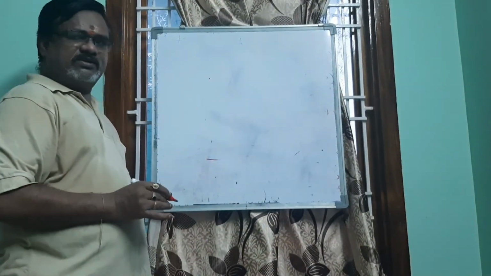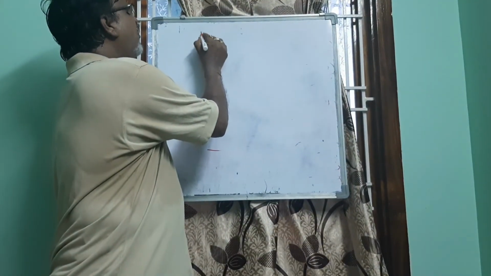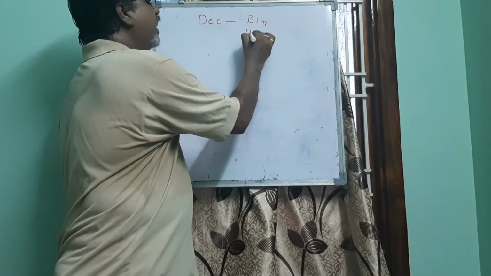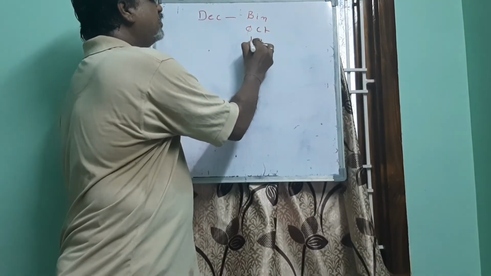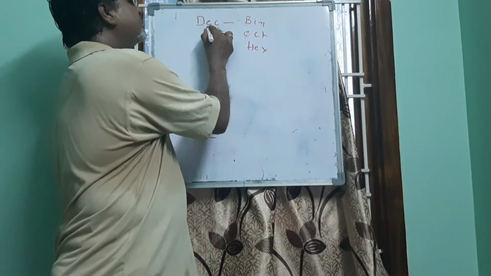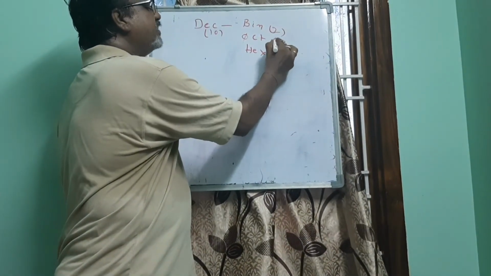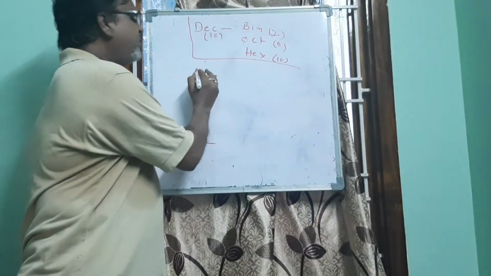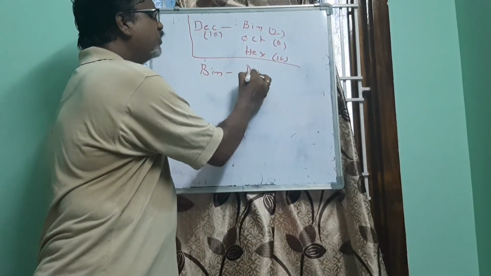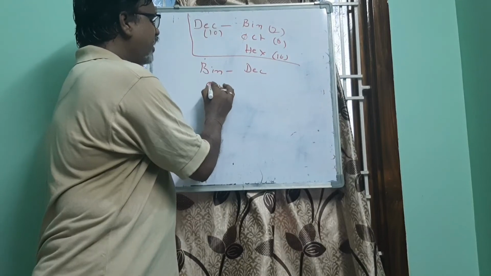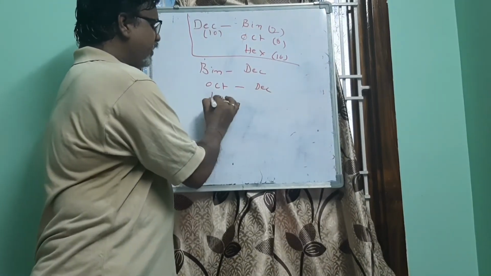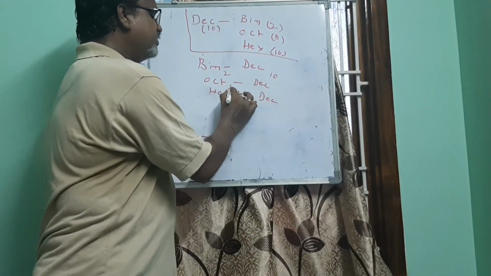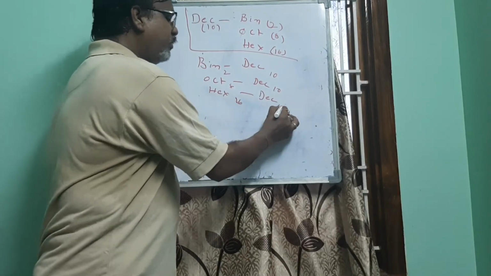Students, in this session, I am again briefing you that we have converted a decimal number to the equivalent binary value, octal value and equivalent hexadecimal value, which is base 10 to base 2, base 8 and base 16. This is one part we completed. And then we converted a binary value to decimal, then an octal value to decimal and hexadecimal value to decimal. So base 2 to base 10, base 8 to base 10, base 16 to base 10.